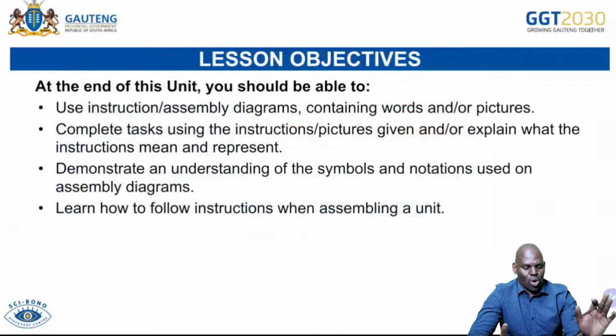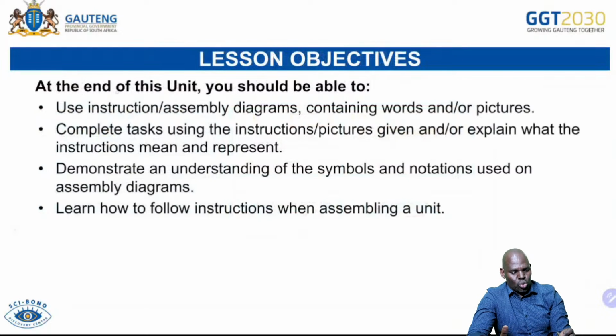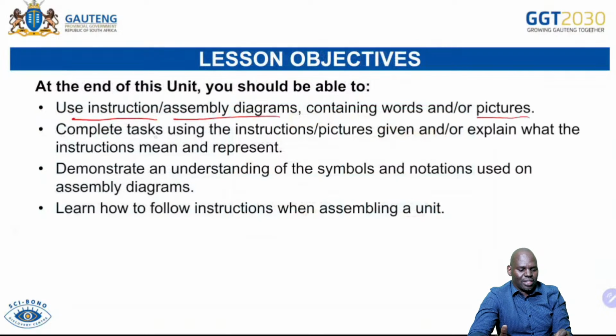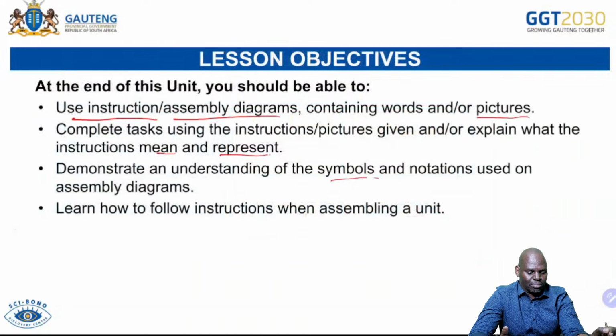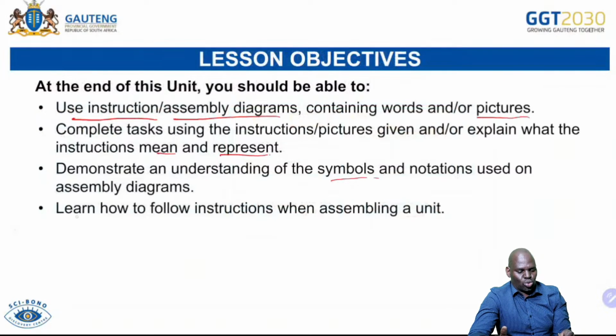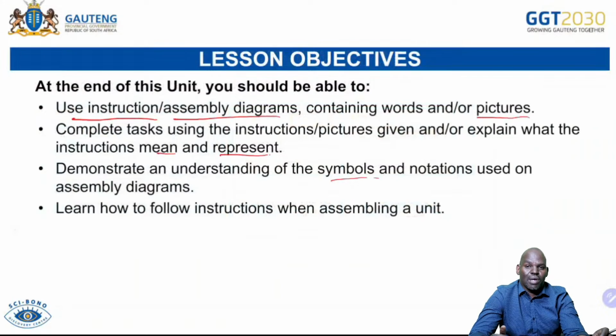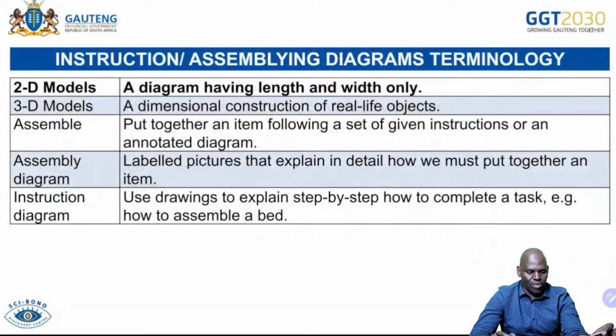So in today's lesson, we're going to look at the following. At the end of this lesson, you should be able to use instruction and assembly diagrams containing words or pictures. You must be able to complete tasks using instructions, pictures given, or explain what the instructions mean and represent. You must be able to demonstrate an understanding of the symbols or notations used on assembly diagrams. You must also learn how to follow instructions when assembling a unit.